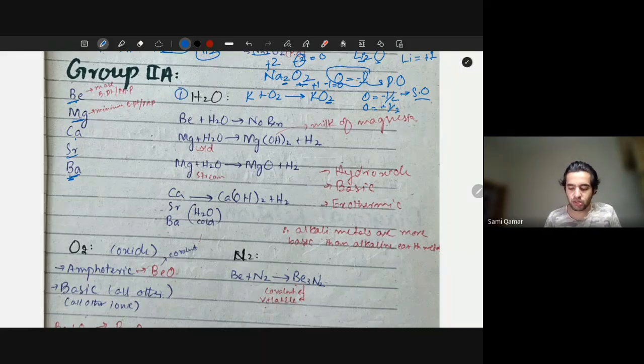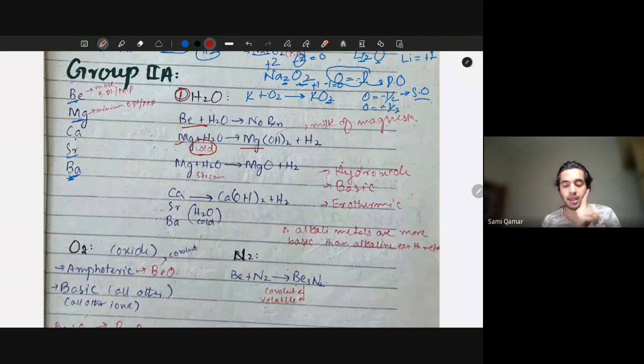The first reaction is going to be with our H2O. Let's do it with red. The first reaction is going to be with water. Beryllium cannot react with water, there will be no reaction. But magnesium can react with water. When it reacts with cold water, it will form magnesium hydroxide.